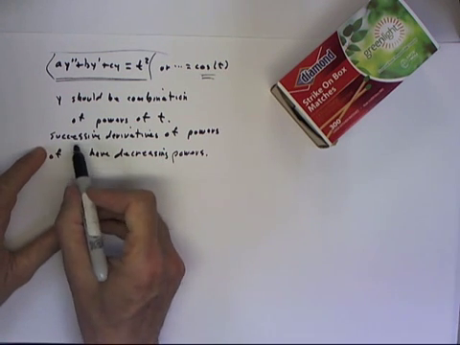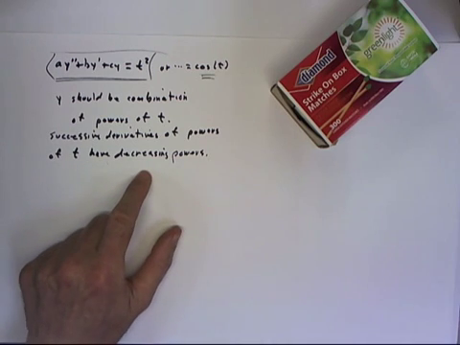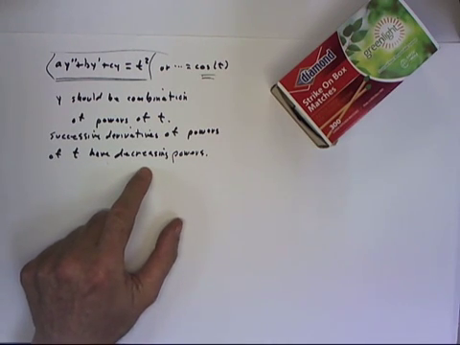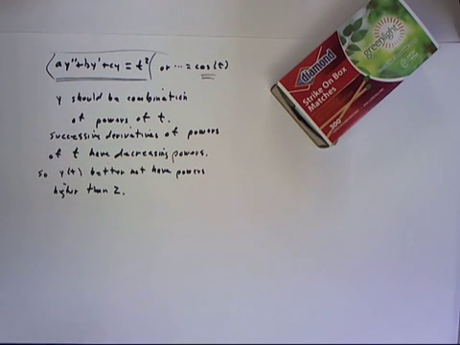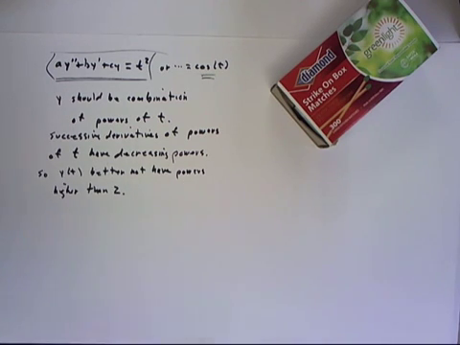Now, we'll observe that successive derivatives of powers of t have decreasing powers. If we start with t to the fourth, our derivative is going to be a multiple of t cubed. The derivative of that's going to be a multiple of t squared, etc., etc. So, from this we can see that y of t had better not have powers higher than 2.